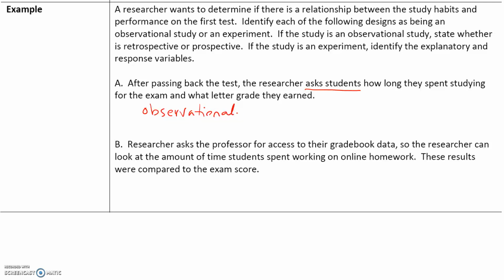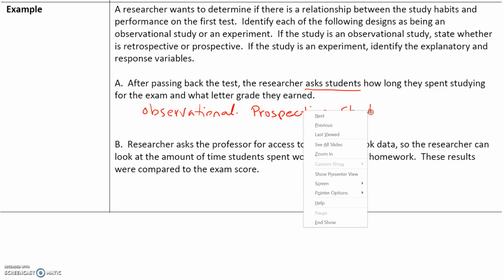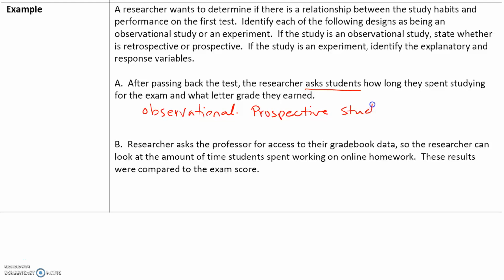Now, the second part says, if the study is an observational study, state whether it's retrospective or prospective. Well, is the researcher basing the study on historical records, or is the researcher documenting this in real time? The researcher is asking students how long they studied, so this is happening now. Therefore, since the data is being recorded in real time, this is a prospective study. And once again, this is because the data is being recorded in real time.